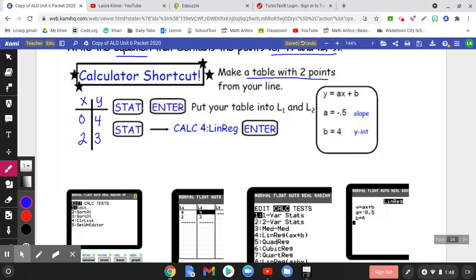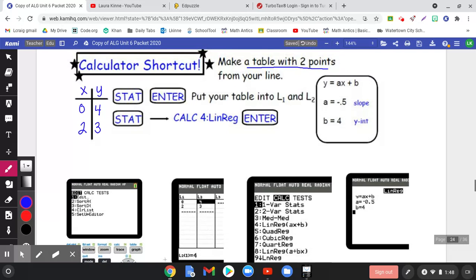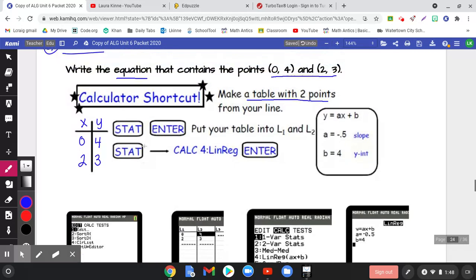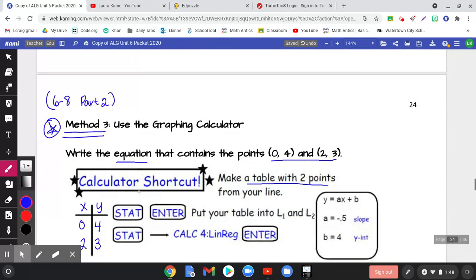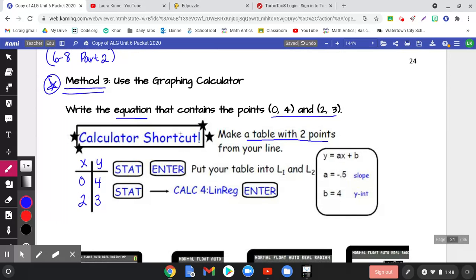So what I have here are the buttons that we're going to hit, some things that we're going to see in the calculator, and we'll just try some examples. So it's just like what we did up here, minus all this work. And again, I like this the best because you always have the use of the graphing calculator, and it works every time.